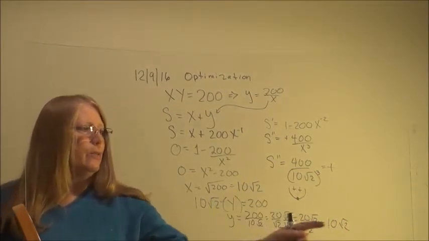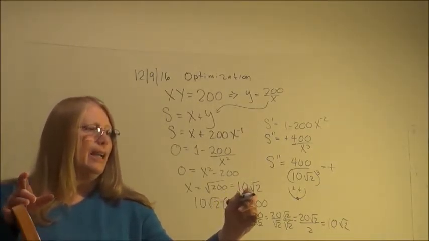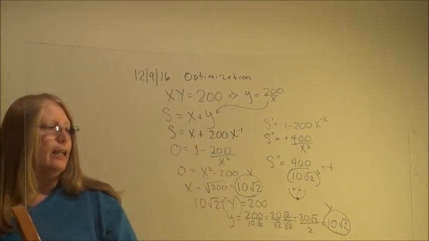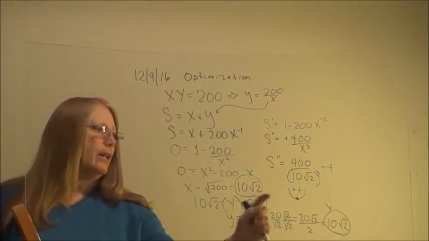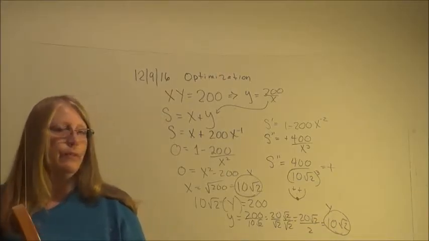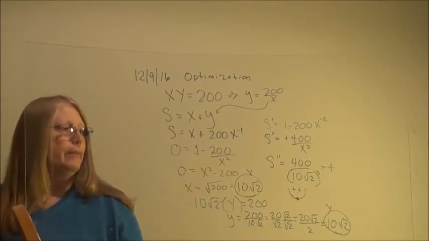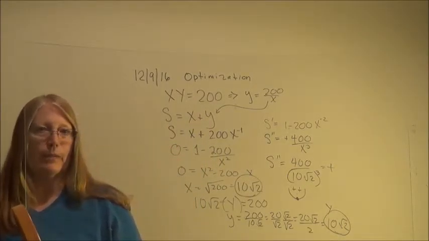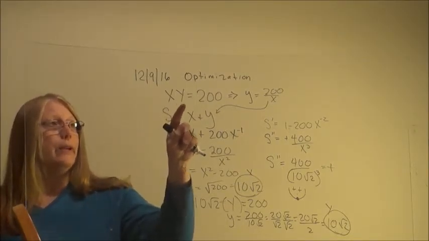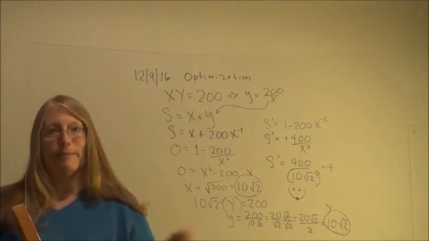How about that? x and y are the same value. Never said it couldn't be. So this is my x, and this is my y. I claim, first of all, does x times y give us 200? 10 square roots of 2 times 10 square roots of 2? It does. And these are the values that when you add them, you will get a minimum value. There's no other pair of numbers that multiply to get 200 that can add to give you a smaller value than these can.